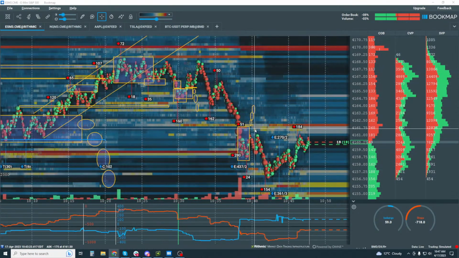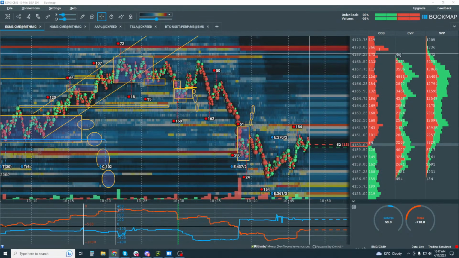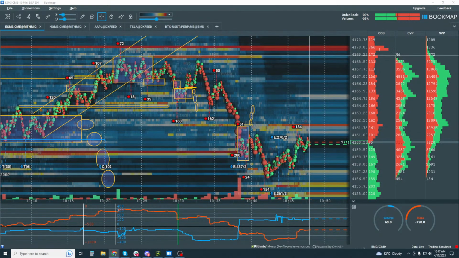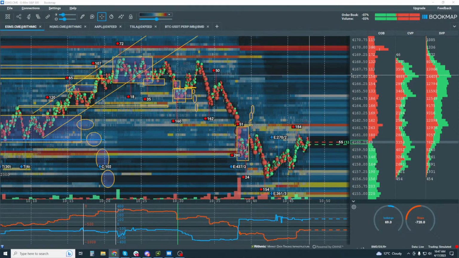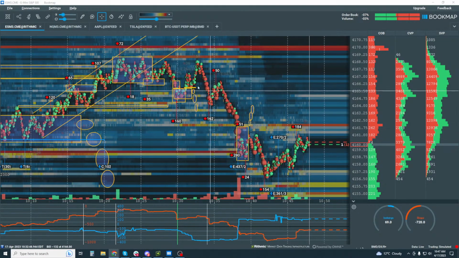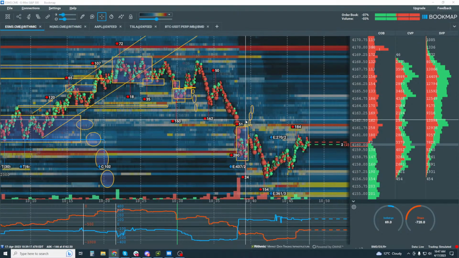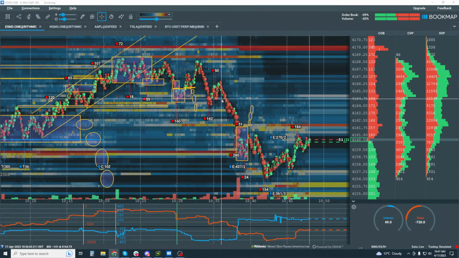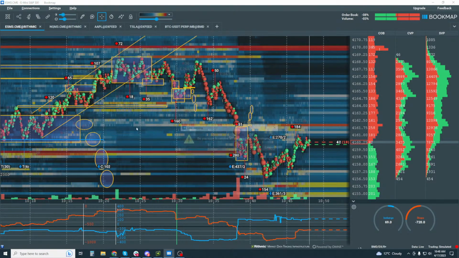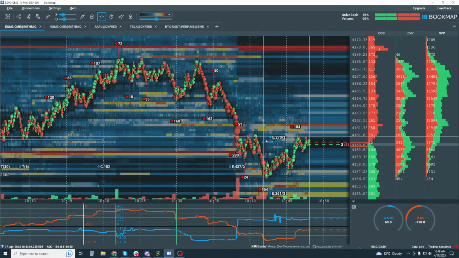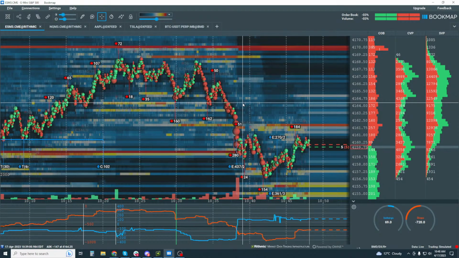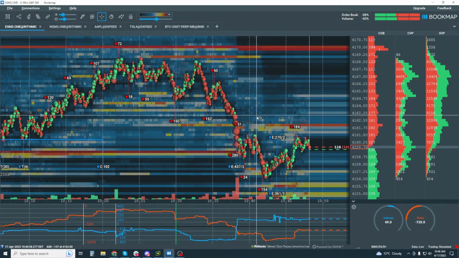Market structure is vitally important. Volume profile is considered market structure as well. Or your patterns are market structure. Could be horizontal zones or trending zones or trend lines. It is about the market structure though.